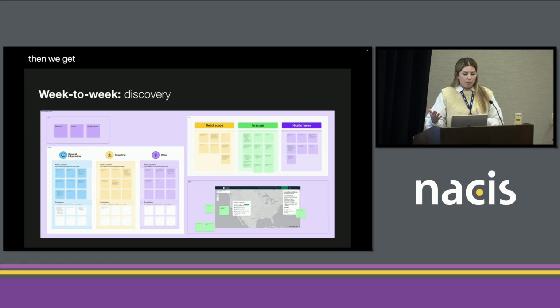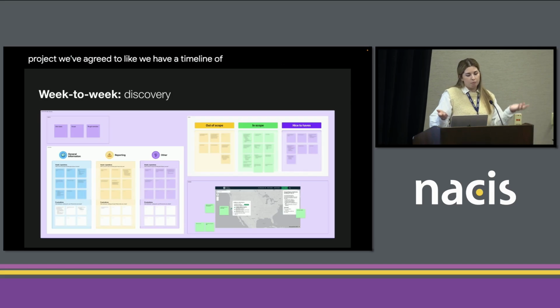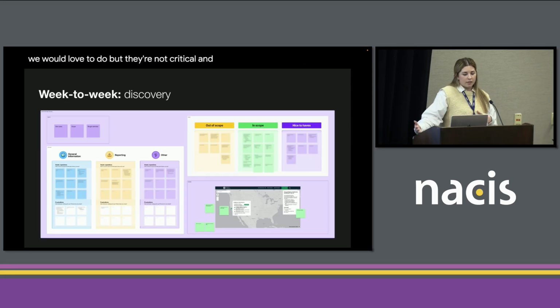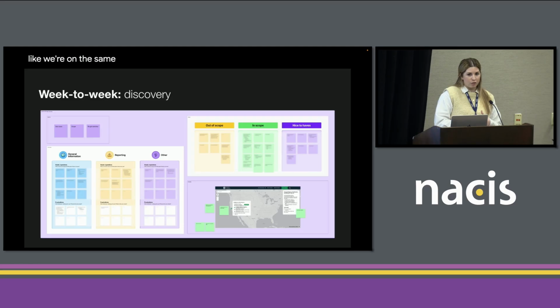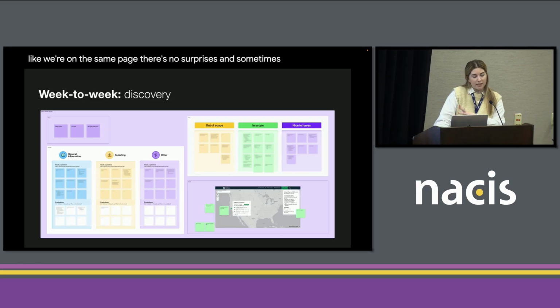And then we get to a point where we identify what fits within the scope of the project we've agreed to, like we have a timeline of maybe 3 months or something, and say, this is what we can do for you with what you have. These things are squarely out of scope. And then these are the things, if we have time, we would love to do, but they're not critical. And that really helps everyone feel like we're on the same page. There's no surprises.